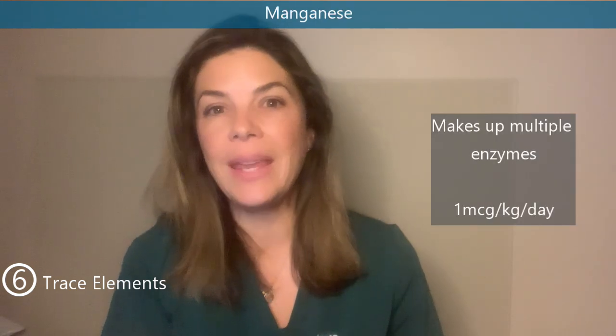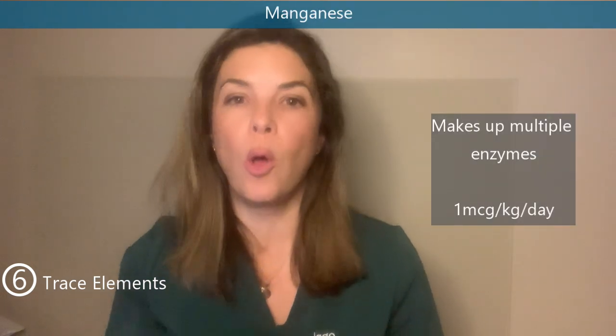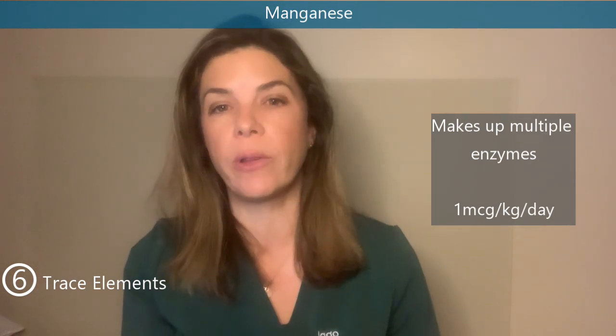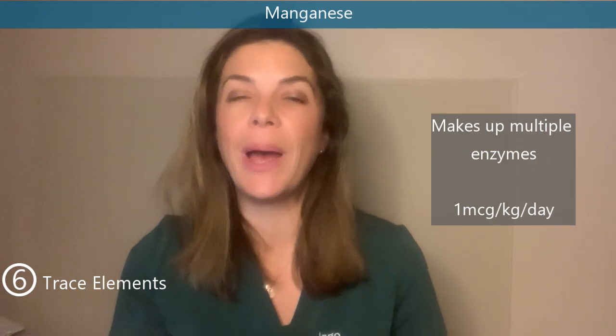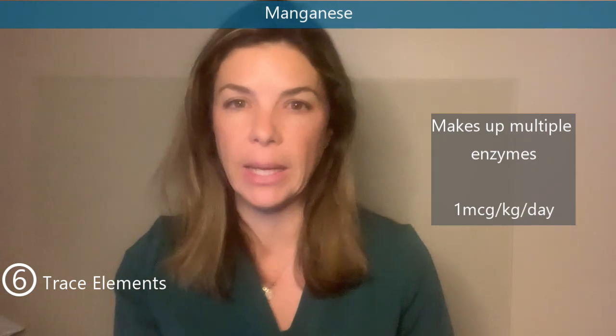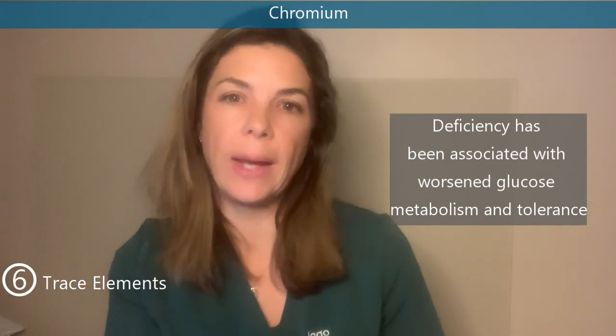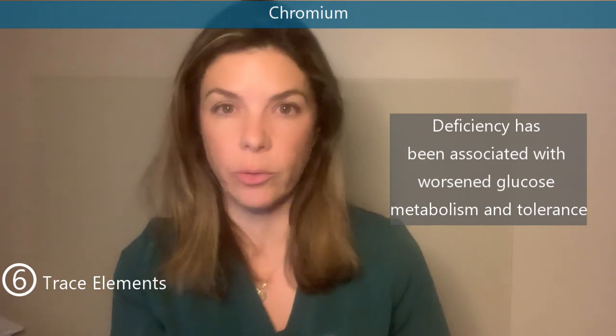Manganese is another element that makes up a whole bunch of enzymes, including arginase and manganese superoxide dismutase. Generally, you need about 1 microgram per kilo per day of manganese. Chromium is also a coenzyme, and a deficiency in chromium is thought to affect glucose metabolism and tolerance.